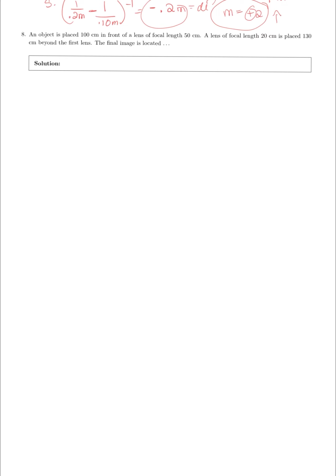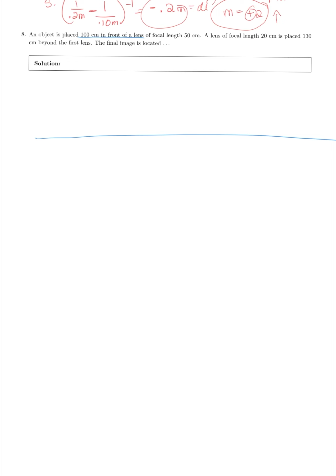All right, so first let's draw our axis. This is a system of lenses problem. Maybe you've done one in lab, which will really help you with this. So we have here an object is placed 100 centimeters in front of a lens. So let's do our first lens.